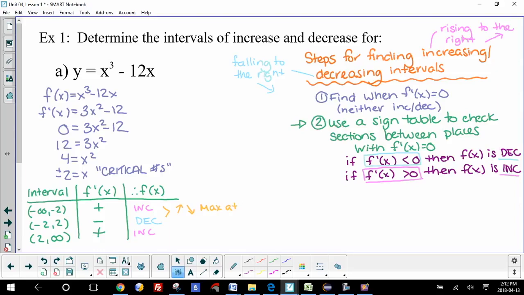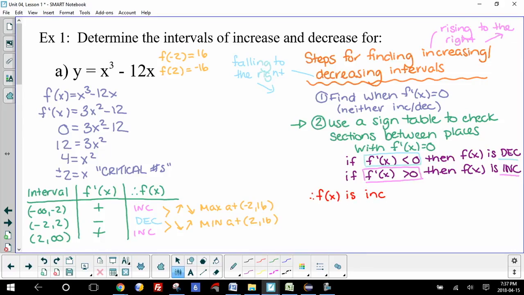Now this question didn't ask us to find the maxes and mins, but it turns out we can. The fact that it's increasing and then decreasing means that there must be a maximum at an x value of negative 2, and then likewise, if the function goes from decreasing to increasing, you have a minimum at x equals 2. To get those full coordinates, we come back to the original equation and sub negative 2 and positive 2 in, which gives us 16 and negative 16 respectively, so we can fill that information in. It's always useful to have the exact values of the maxes and mins.